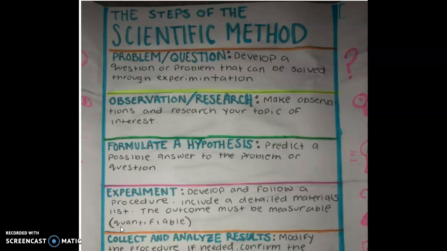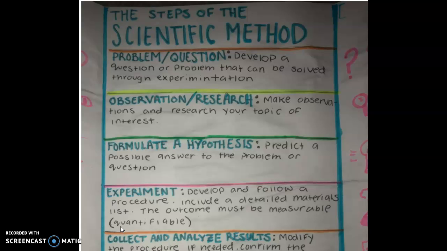The next step is observation/research, and this is where you're going to make an observation and research your topic of interest. So this is where you're going to go on the computers and or read a book, and you're going to find some stuff out about what we're going to be doing that day. So maybe reading a book or looking up online what that experiment is.